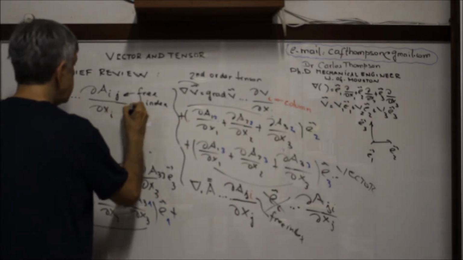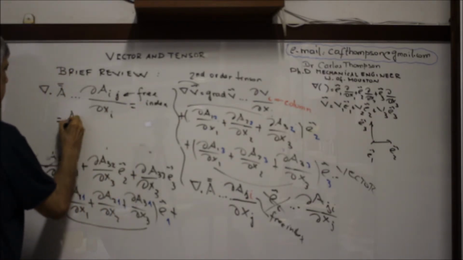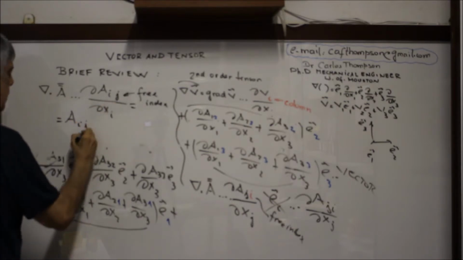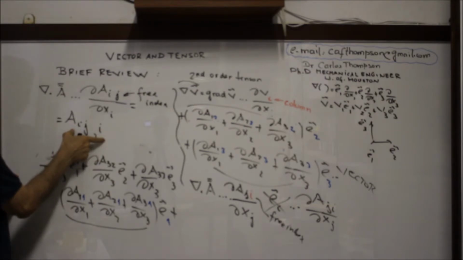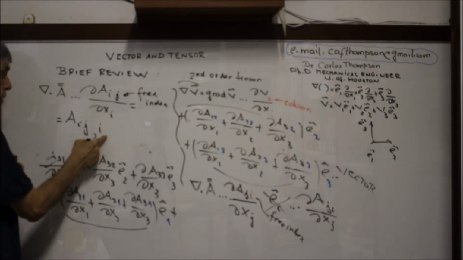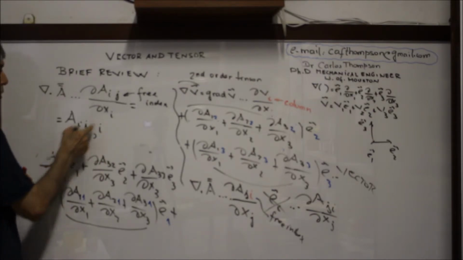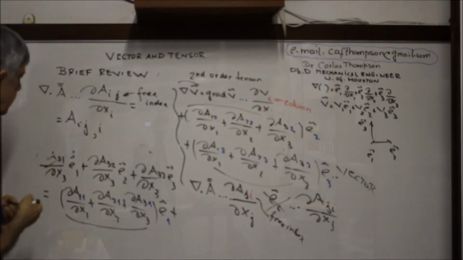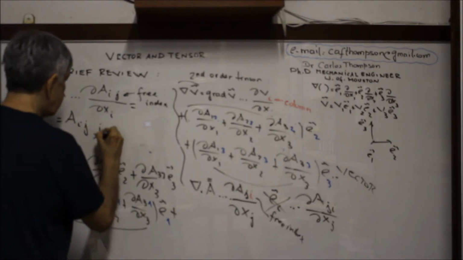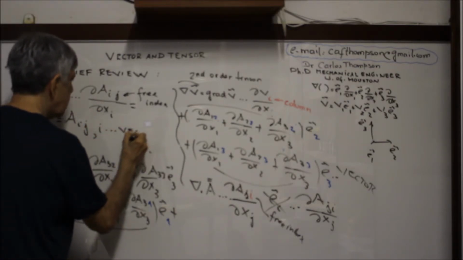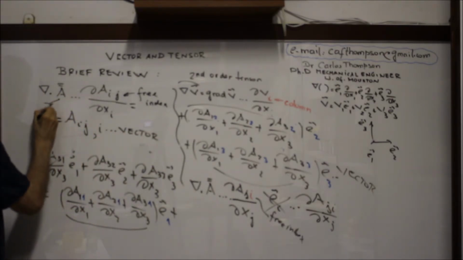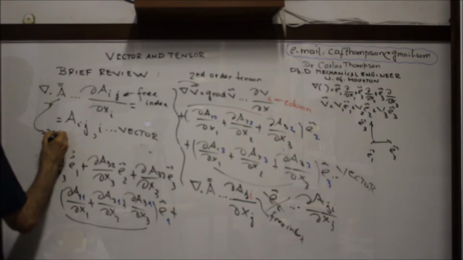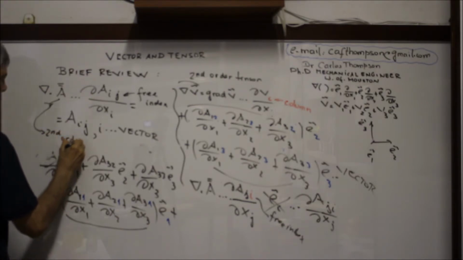Also, you can write here as Aij,i. See? Same. i is dummy. Comma i means partial derivative of Aij with respect to xi. See? It's a vector. This is a second order tensor. Let's write here: second order tensor.